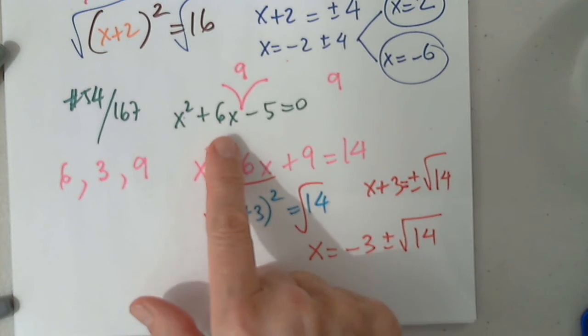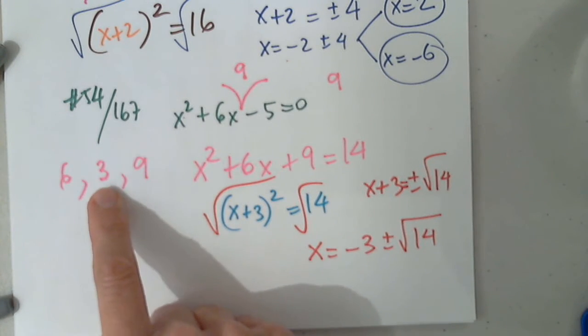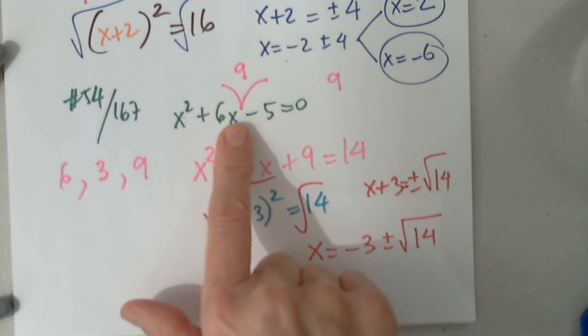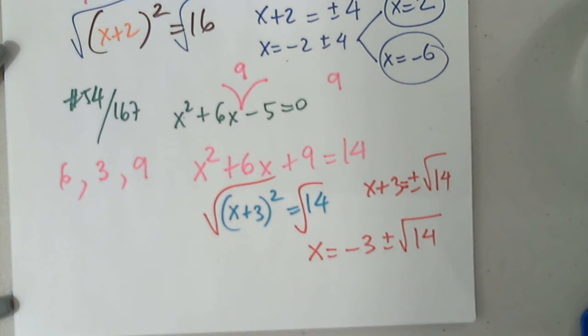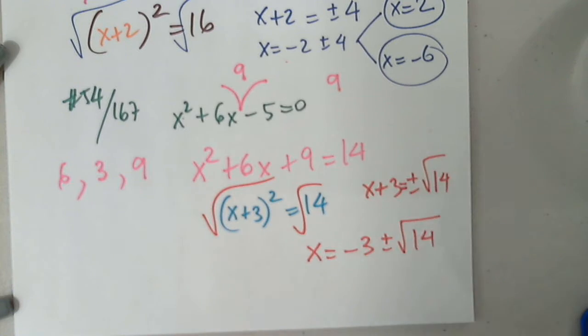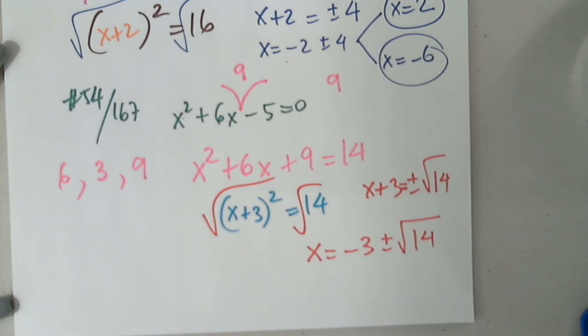Let's review. Middle coefficient divided by 2, square that number, add that number to both sides. If you only add it to one side, you change the problem and you're not getting the solution. You always have to add to both sides or subtract from both sides or multiply both sides or divide both sides. If I choose to add 9 here, I have to add it to the other side.